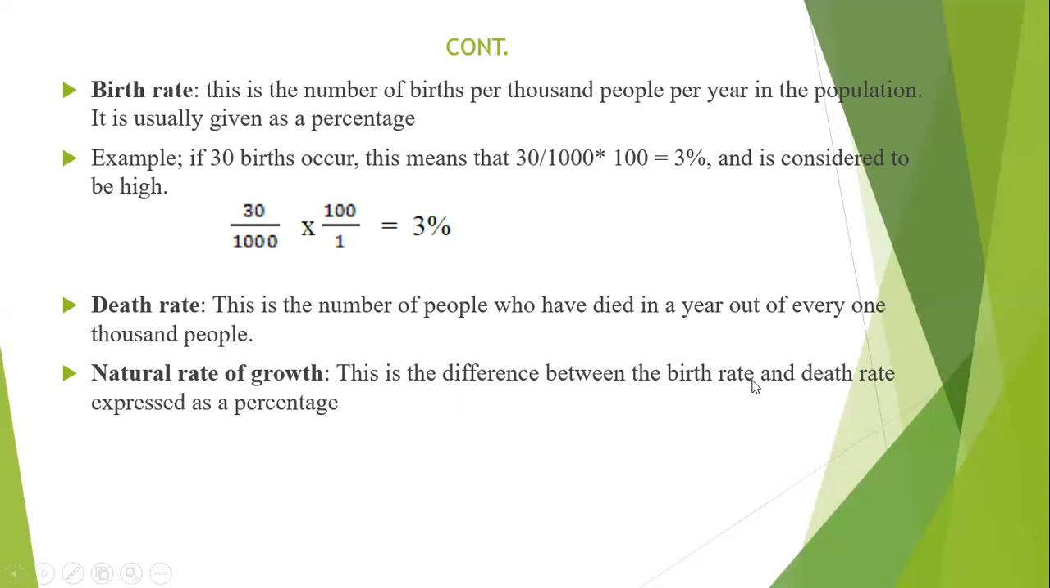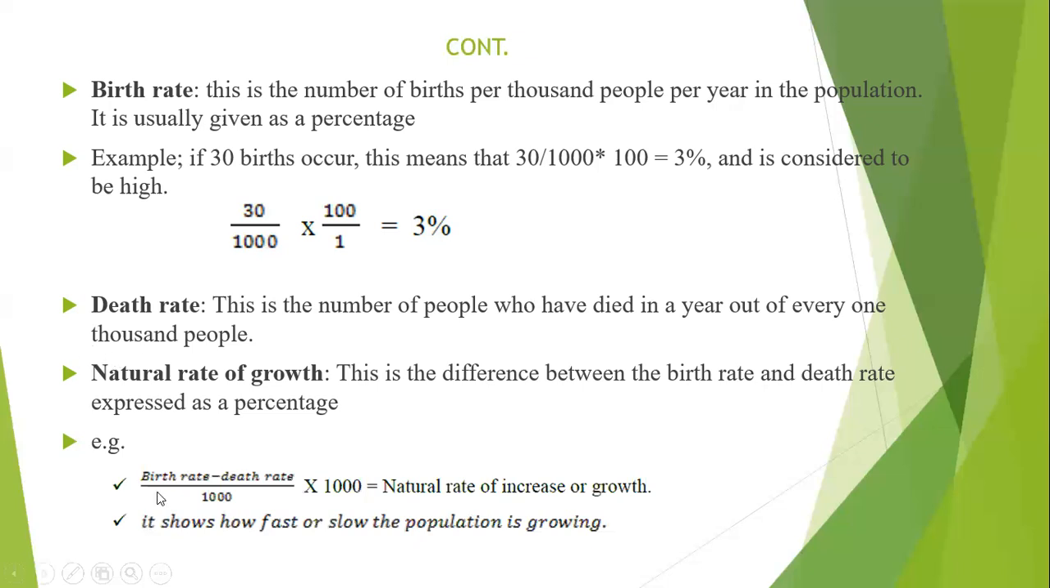This is the difference between the birth rate and the death rate, expressed as a percentage. So you just need to subtract the death rate from the birth rate, and you need to express that as a percentage. That's the natural rate of growth. For example, the birth rate minus the death rate over 1,000 multiplied by 1,000. That's the natural rate of increase. It shows how fast or slow the population is growing.